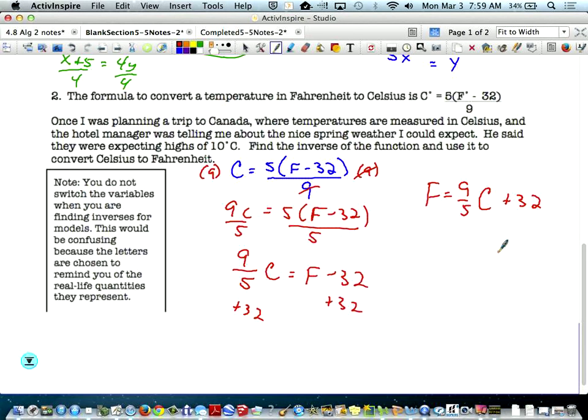So those are the two equations. Those are inverse of each other. Hopefully you're seeing the two different methods. One of them we did an exchange. It's easy, but here if you start switching your F's and C's around, it will not make sense when you're done. So don't do that.